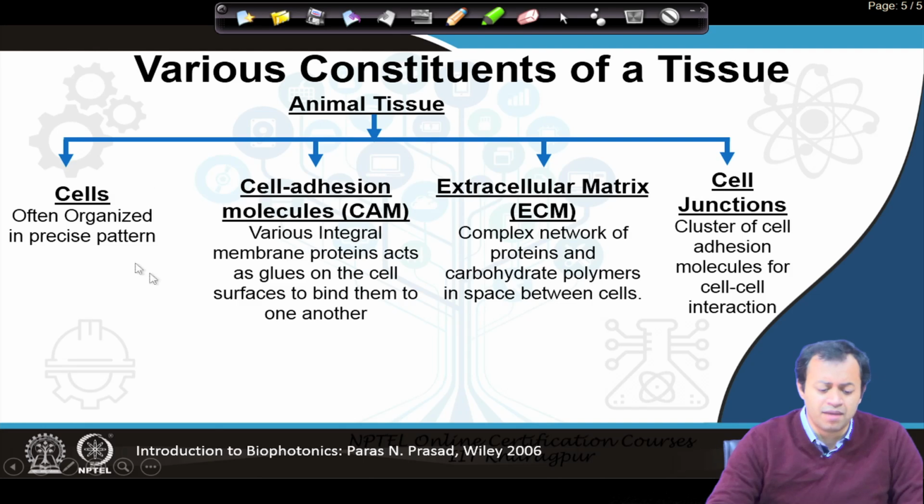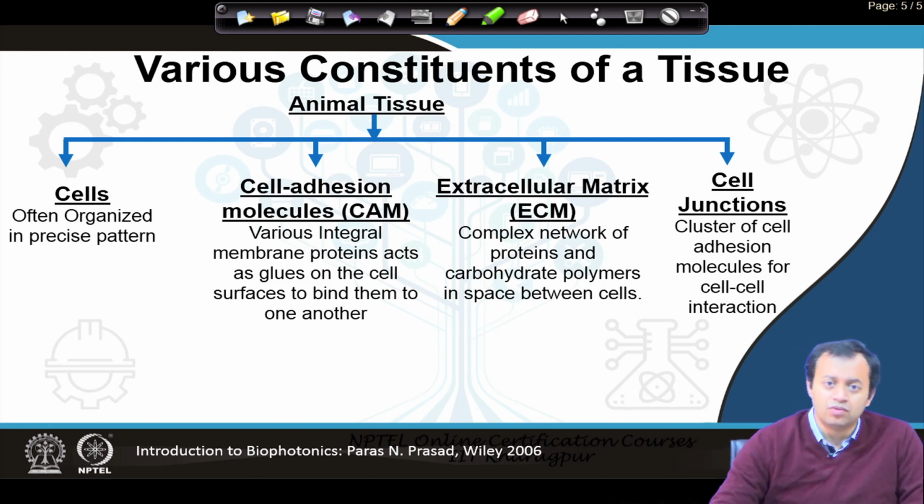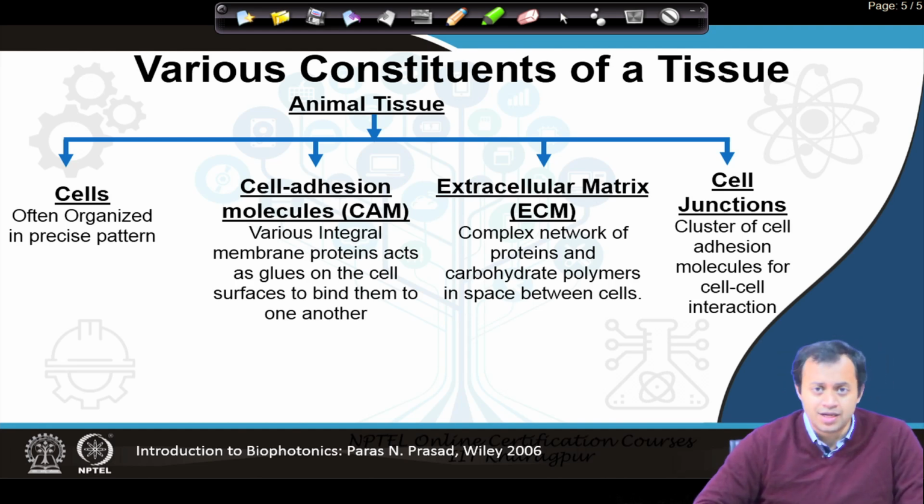Each one of them requires its own PhD. A person can finish 5 or 6 years of PhD just on cell adhesion molecules, their nature, and how they can attach to one particular cell to make one particular tissue, but not to others, etc. But I dare not, because this was basics of biology. So, I will simply stop here on the tissue part.